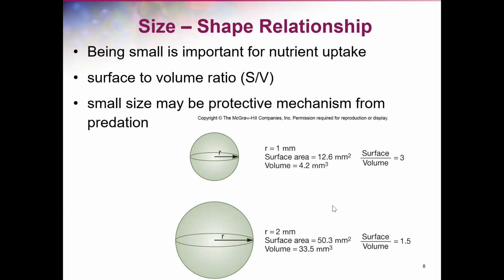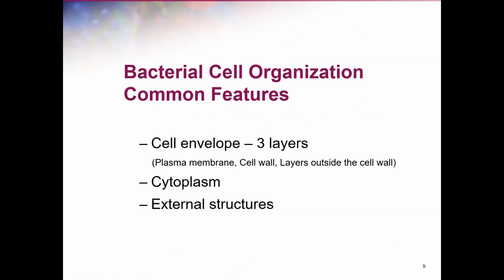Here is just a general feature of bacteria. We know they have 3 layers, the so-called cell envelope. Always in the inner part, the plasma membrane, then the cell wall, then outside.